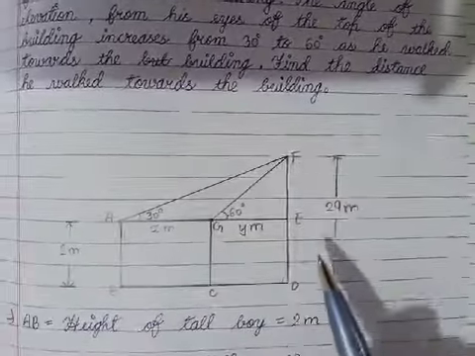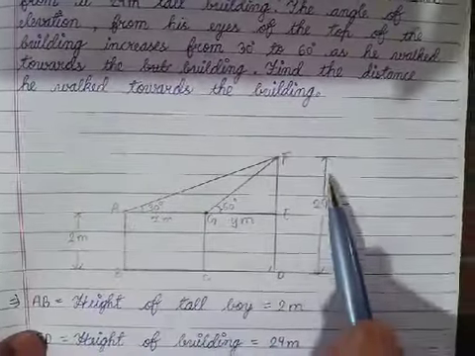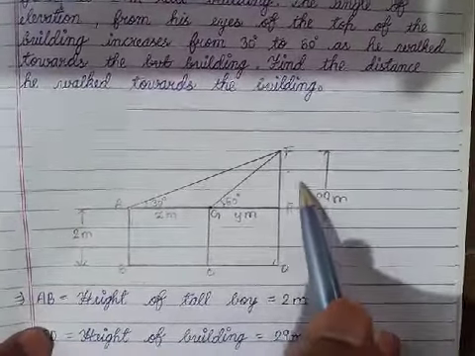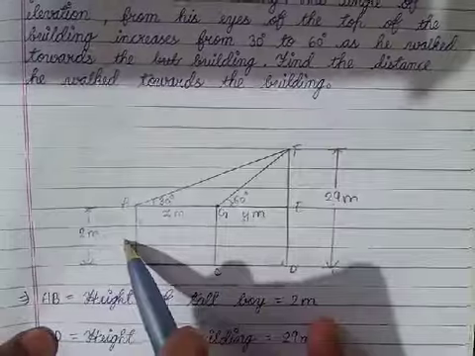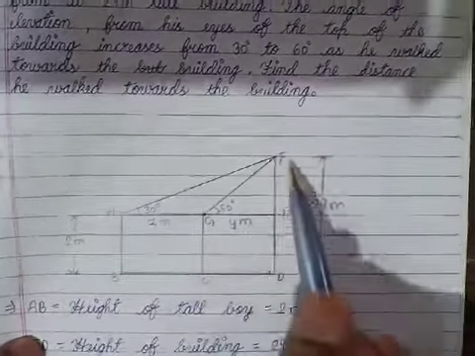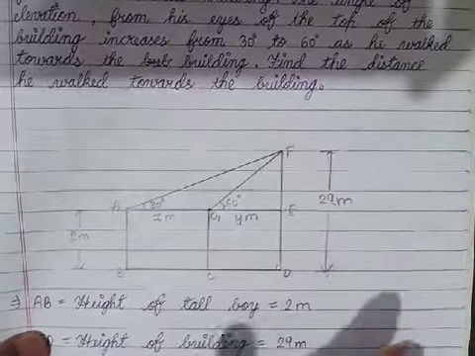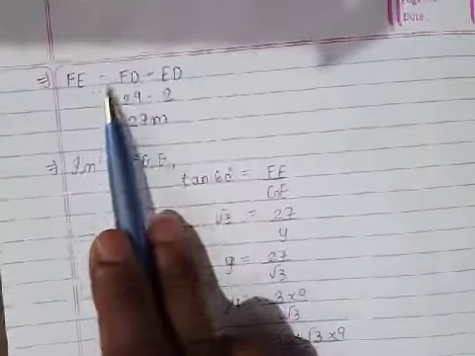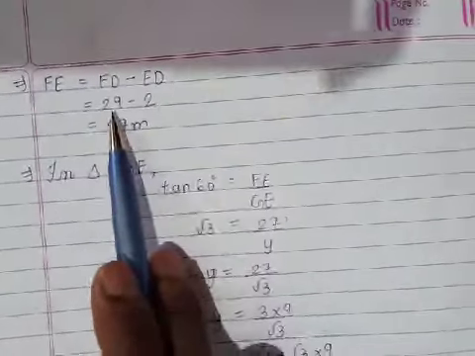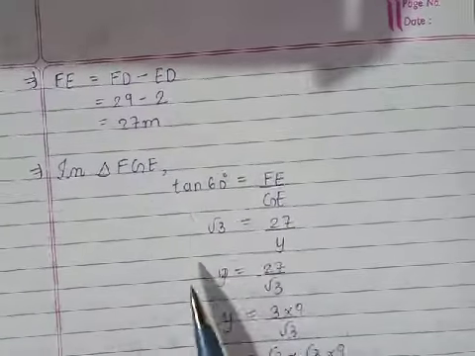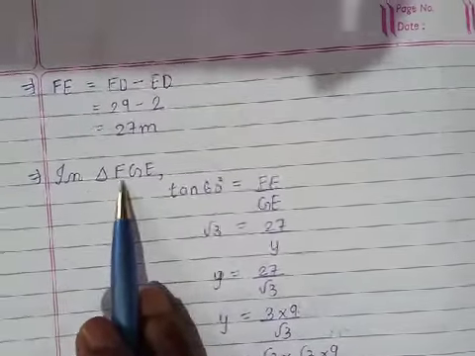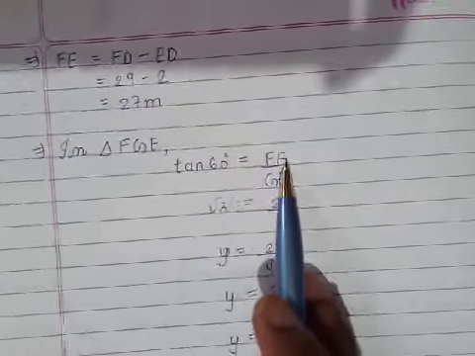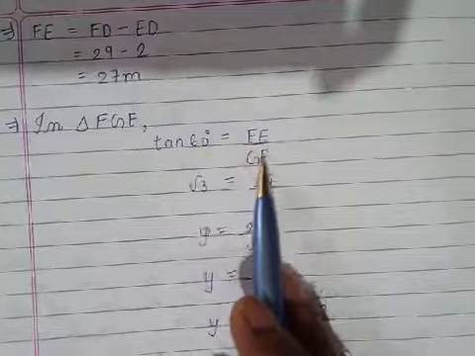EF. This is 2 meters. This whole is 29 meters. So this will be 27 meters, 29 minus 2. So EF will be 27. So EF is equal to FD minus ED, 29 minus 2, 27. So in triangle FGE, tan 60 is equal to EF upon GE.